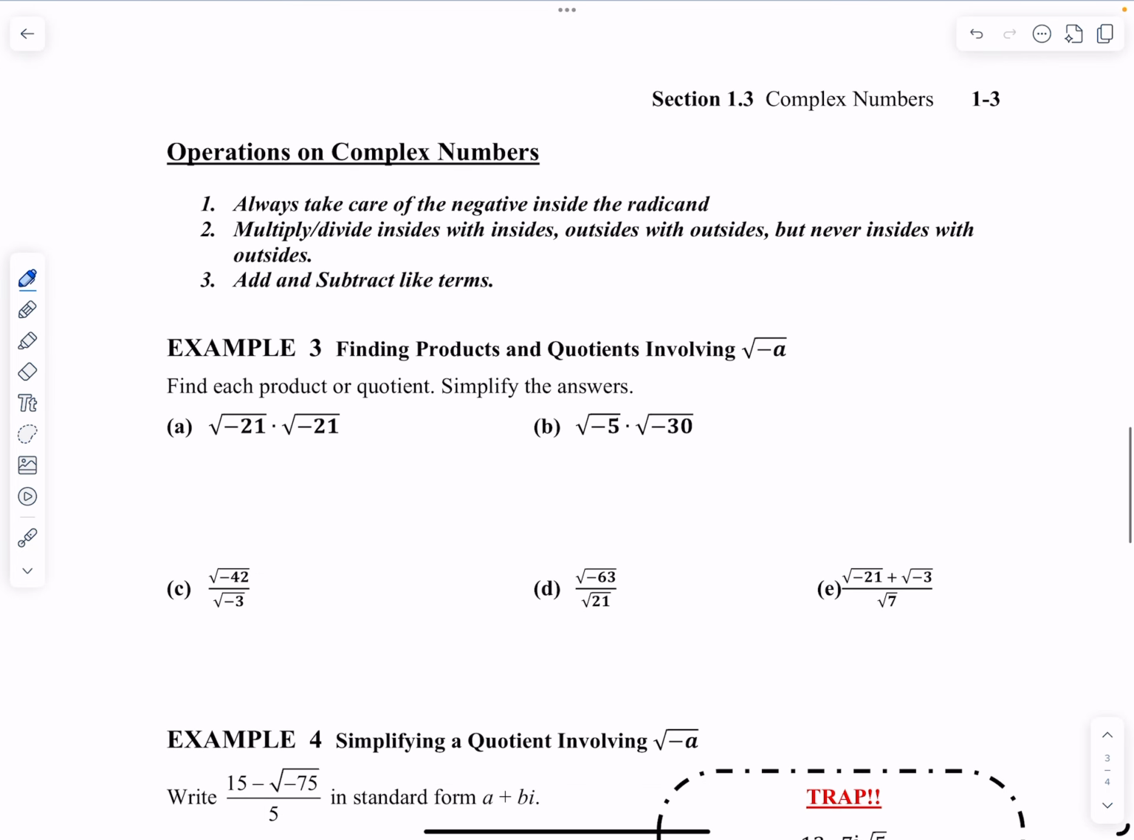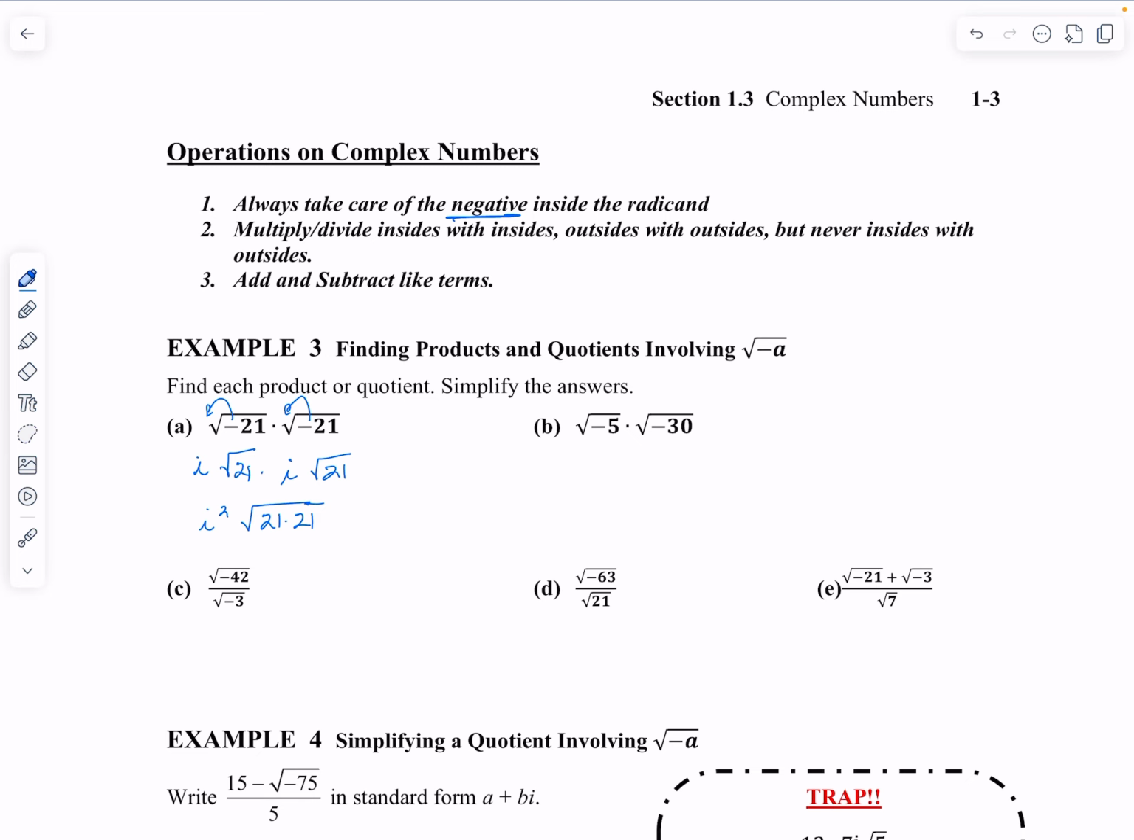Okay, so we're going to do some operations with complex numbers. Basically, we're going to be adding, subtracting, multiplying, dividing these guys. So we're always going to take that negative outside of the house, outside of the radical. So I'm going to take this guy out as an i and that guy out as an i, and I still have my square root of 21 times my square root of 21. So you could also think of that as i squared times 21 times 21 underneath the radical.